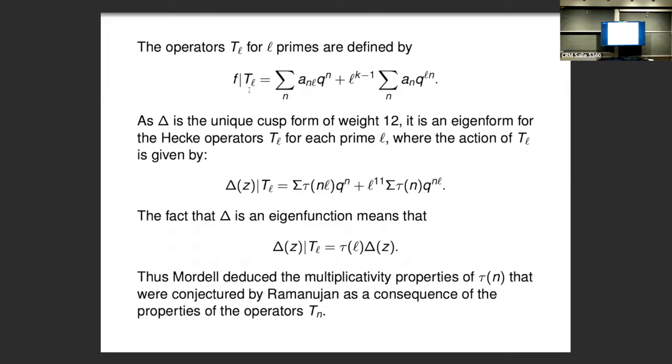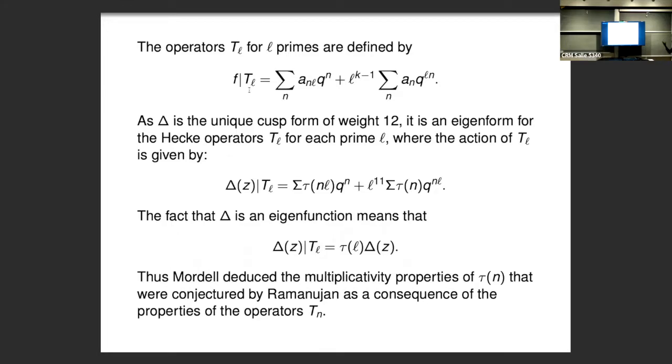And now, as delta is the unique cusp form of weight 12, and these operators commute, it is an eigenform for the operators, right? And it is normalized. Delta has its first Fourier coefficient equal to 1. So the delta function is indeed an eigenform for these Hecke operators with eigenvalue tau n, which are the Fourier coefficients of delta. And because the T_l satisfy these multiplicative properties, so do the eigenvalues, right?